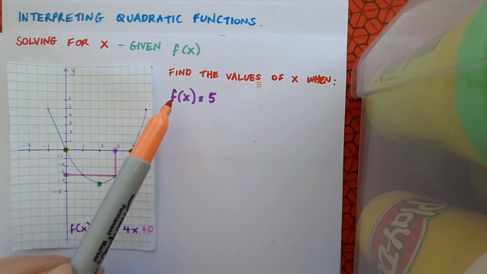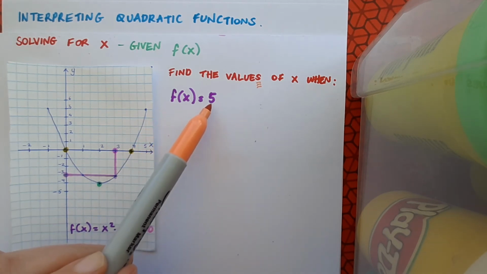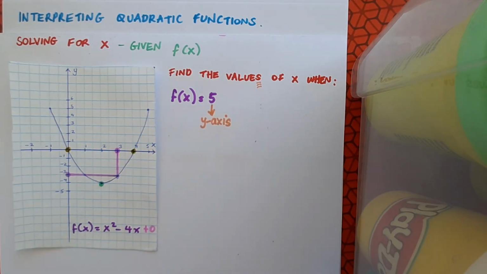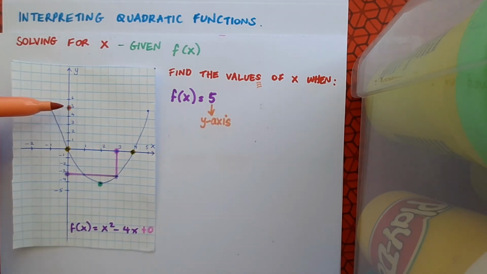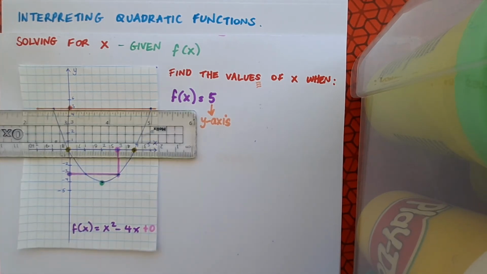So whenever I'm given f of x equals or g of x equals and so on, this is an instruction to go to this value on the y-axis. So in this case, I go to 5 on the y-axis. I draw a horizontal line through this value on the y-axis and make sure to go right across in both directions, because the likelihood is that you won't just hit the quadratic once, you should hit it twice.